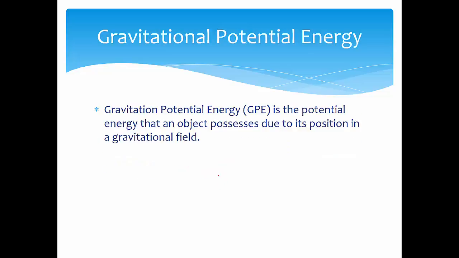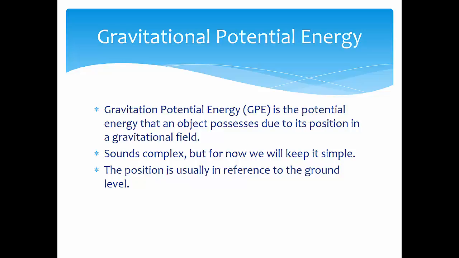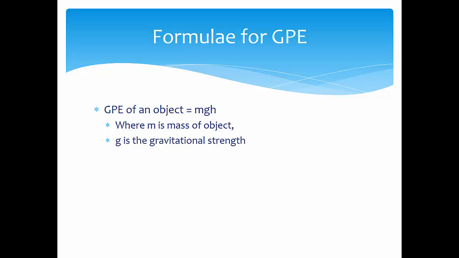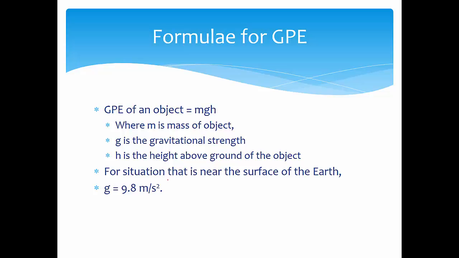Next we'll move on to gravitational potential energy, or GPE. It is the potential energy that an object possesses due to its position in a gravitational field. It sounds complex, but for now we will keep it simple. The position we'll talk about is usually in reference to the ground level. In other words, it is the height above the ground. The formula for gravitational potential energy is mgh, where m is the mass of the object, g is the gravitational strength, and h is the height of the object above the ground. Near the surface of Earth, g is simply 9.81.